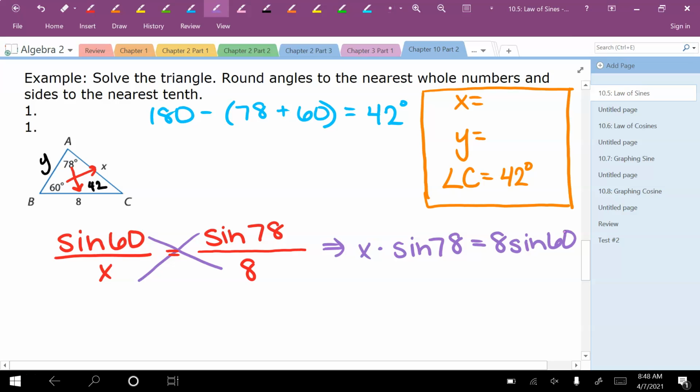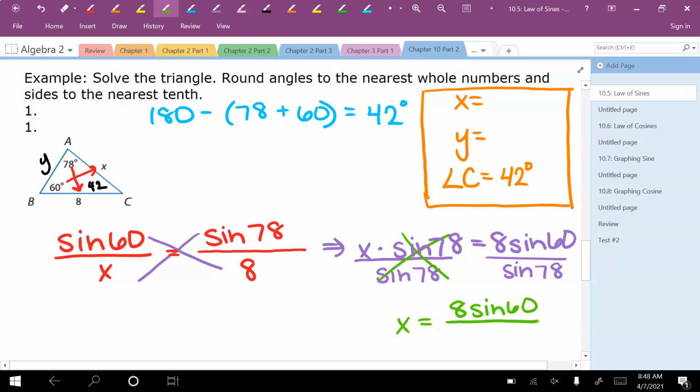Now my goal is to figure out what x is equal to, because that's my variable in this problem. Right now on the left side I have x times the sine of 78. So I'm going to divide both sides by the sine of 78 in order to get x by itself. So I've got 8 times the sine of 60 on top, and it's being divided by the sine of 78 on the bottom. Okay, you're going to need a calculator to do the rest of this.